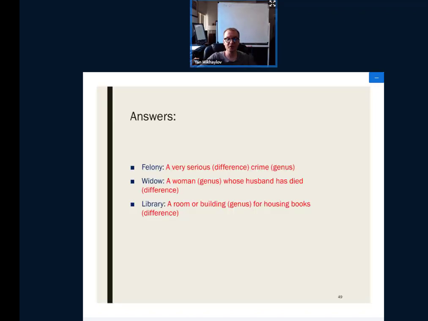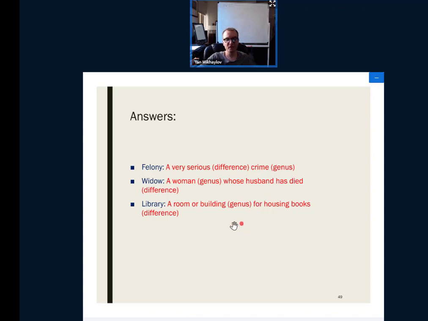So these are the correct answers. Felony is a very serious crime, right? Because it is a crime, but it is a serious crime, more serious than a misdemeanor. A widow is of course a woman whose husband has died. Again, married woman, well, it's kind of like if she wasn't married she wouldn't be a widow, but okay.